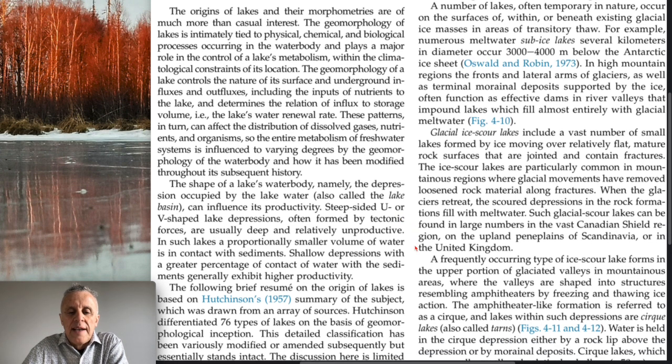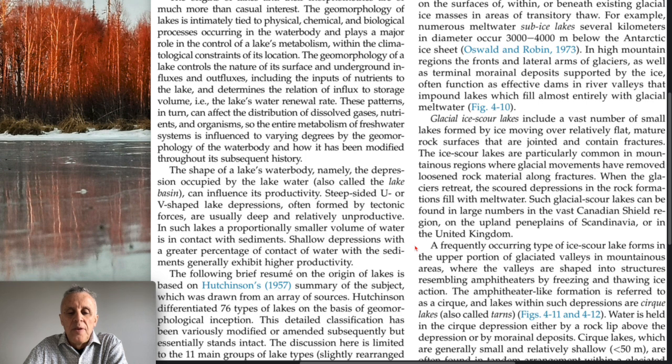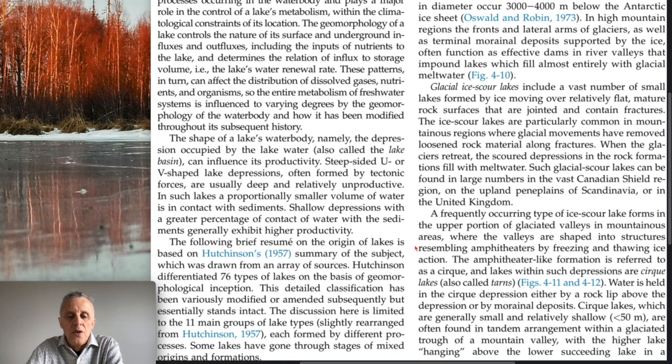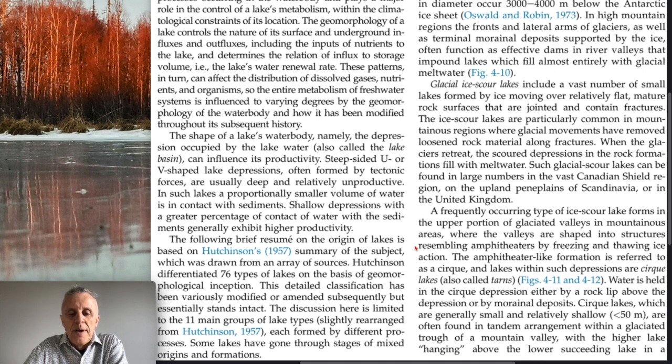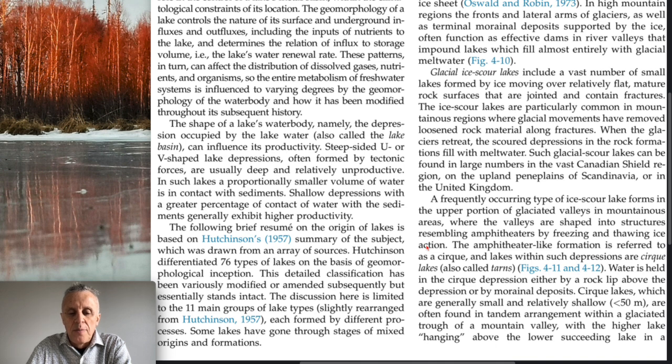This pattern, in turn, can affect the distribution of dissolved gases, nutrients, and organisms. So the entire metabolism of freshwater systems is influenced to varying degrees by the geomorphology of the water body and how it has been modified throughout its subsequent history. The shape of a lake water body, namely the depression occupied by the lake water, can influence its productivity. Steep-sided U- or V-shaped lake depressions, often formed by tectonic forces, are usually deep and relatively unproductive. In such lakes, a proportionally smaller volume of water is in contact with sediments. Shallow depressions with a greater percentage of water in contact with the sediment generally exhibit higher productivity.